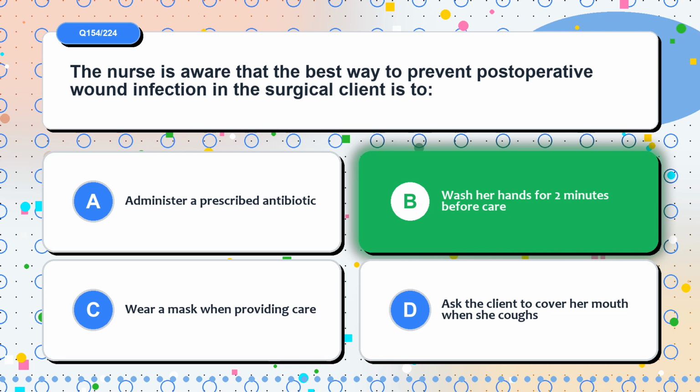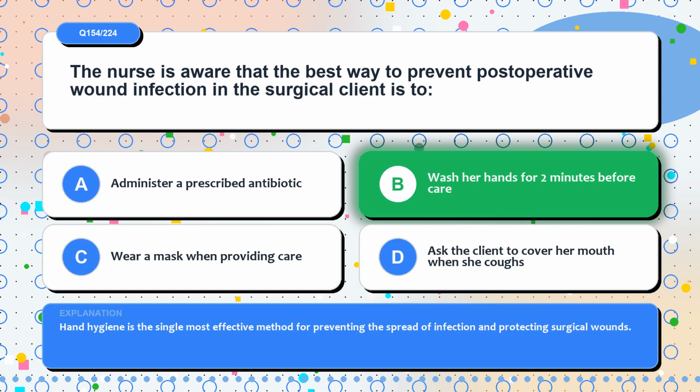The correct answer is option B. Wash your hands for 2 minutes before care. Hand hygiene is the single most effective method for preventing the spread of infection and protecting surgical wounds.